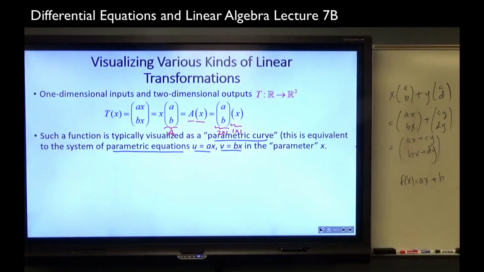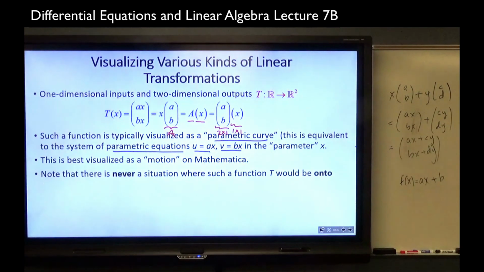So I'm calling the parameter x. A and b are fixed numbers. X is a variable. As x varies, both u and v vary. And you get a curve in the plane, which happens to be a straight line. This is best visualized as a motion on Mathematica. That's what I'm going to show you here in a second.